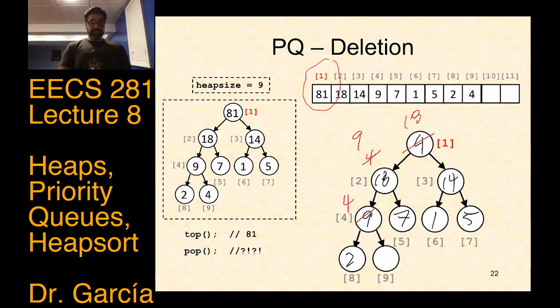So what we're going to do is, since we're popping it, right, we're going to say, all right, I'm going to just take the rightmost element in the array, which is 4. I'm going to swap it here, right? So now 81 becomes 4. And then I fix down. Okay? That's effectively what we do.